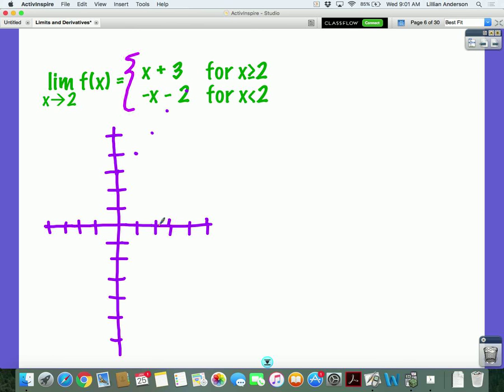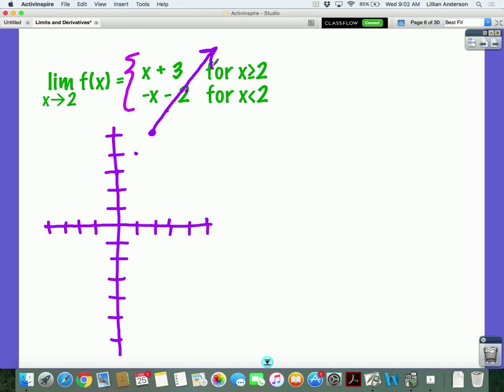So I go to 2. That's this point right here. Is this an open circle or a closed circle? And it's everything that's greater than 2, so that's all of these values over here. You graphed piecewise functions back in Algebra 2, maybe in pre-calc, I don't remember.